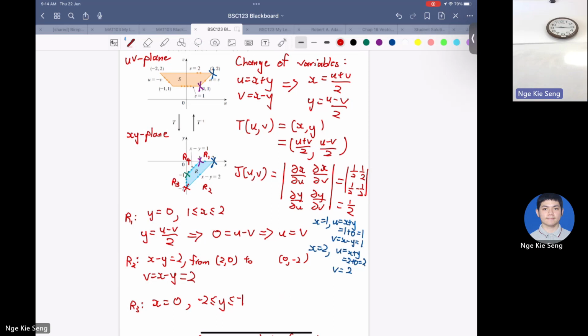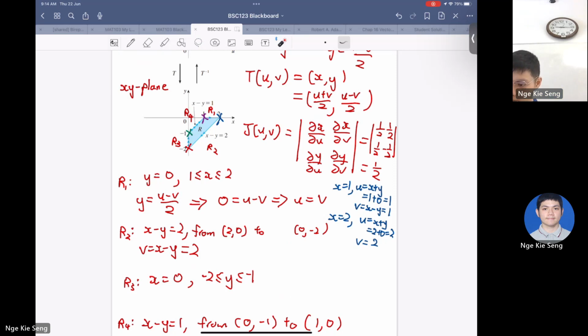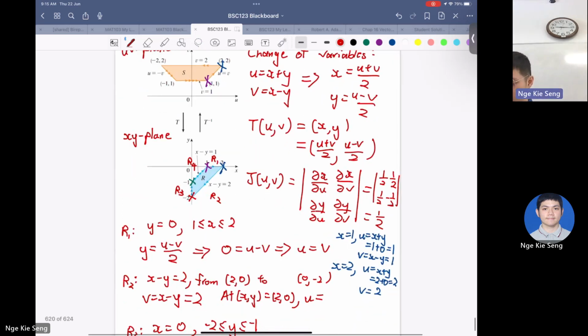You get the v equals to 2 line, which is a horizontal line. But where do you cut it? You need to check the endpoints again, where the endpoints go. Since v is always 2, you just need to compute what is u. So at x, y equals 2, 0, what is u? u is x plus y. So in this case, 2 plus 0, you get 2.